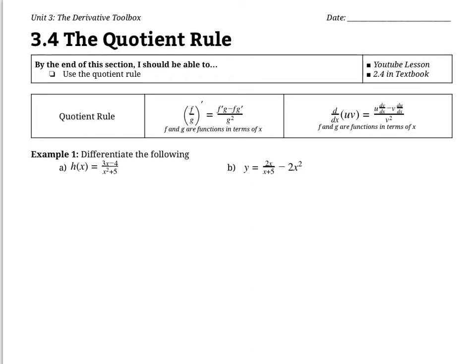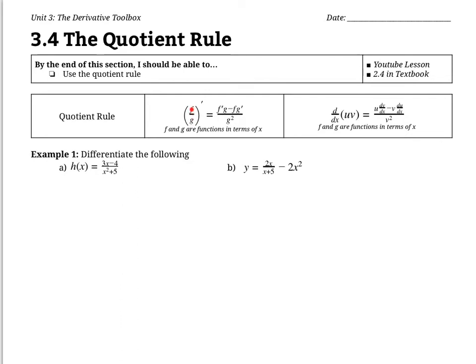The next rule to simplify our differentiation is the quotient rule. And similar to the product rule, if we have two functions, like for example 3x minus 4 and x squared plus 5, and they're being divided, we can use what's called the quotient rule to differentiate them. So that's what we're going to do here. The pattern looks a little bit complicated, but it's actually not that bad when we examine it.